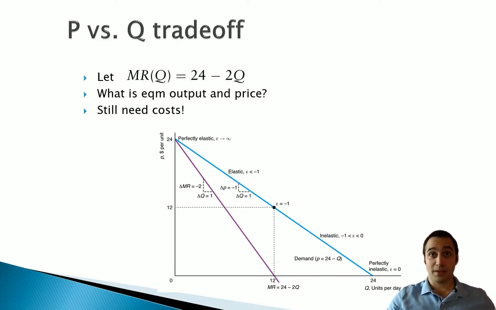Our first question seeing this might be, well, what is our equilibrium output and price? Hopefully you note that we still need cost. Why? Because monopolists maximize profit by setting MR equal to MC. We can't do that without MC. So we have MR, we need cost to find marginal cost.